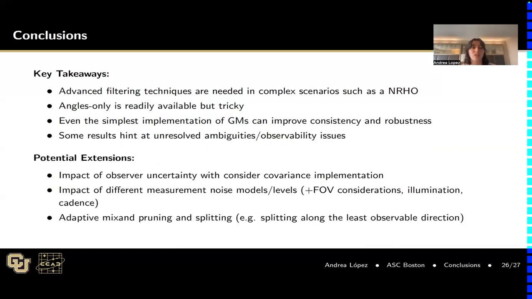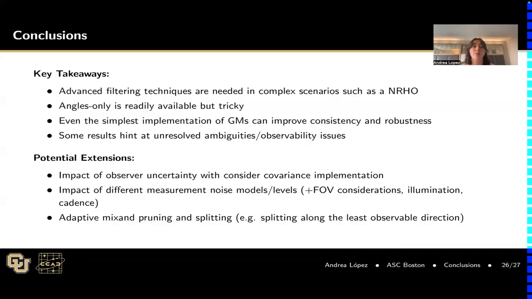For potential extensions, well, one of them is looking at different metrics for evaluating the performance or the consistency of these filters, because the mean and covariance of a Gaussian mixture are not the most descriptive parameters to use.